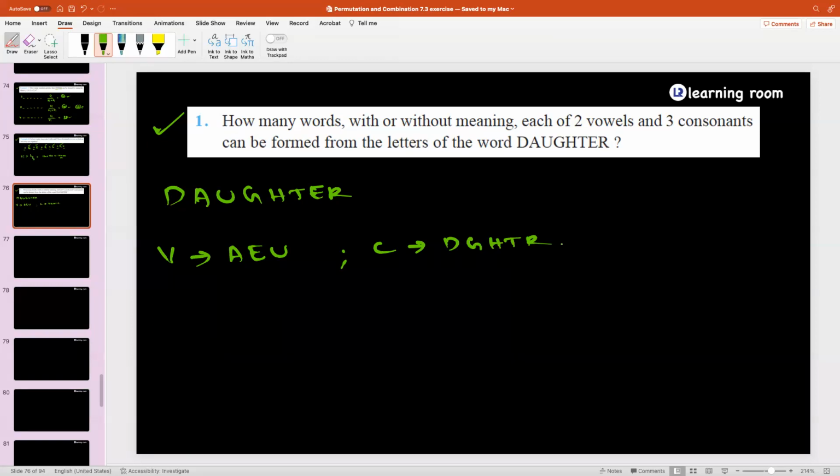Right. So out of the three vowels available, you need to form a word with two vowels. So how much will be the answer? It is 3P2 into, sorry, not 3P2. You need to choose, no? So 3C2 into, out of the 5 consonants available, you will choose 3. You have chosen those 5 letters, no? Those 5 letters can be arranged among themselves in 5 factorial ways. So 3C2 into 5C3 into 5 factorial.